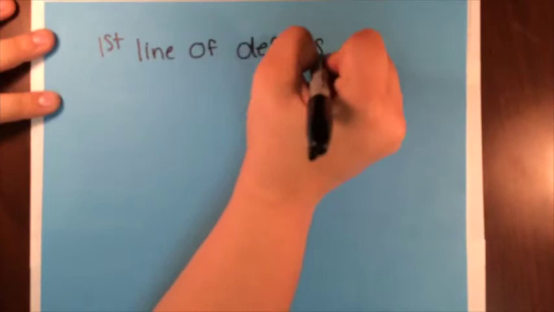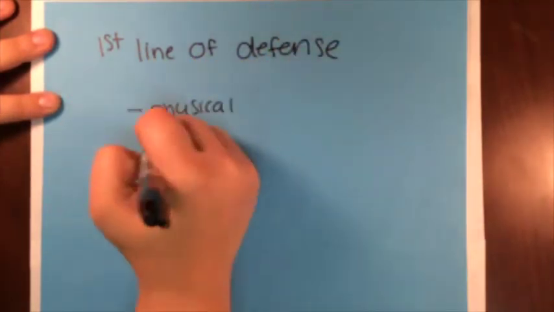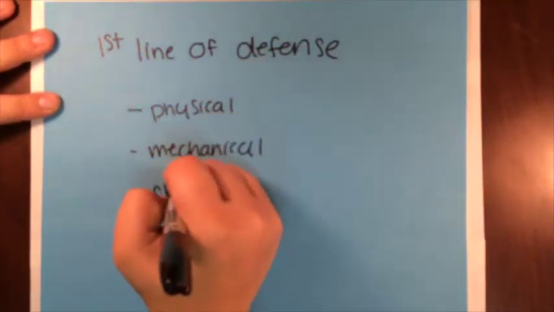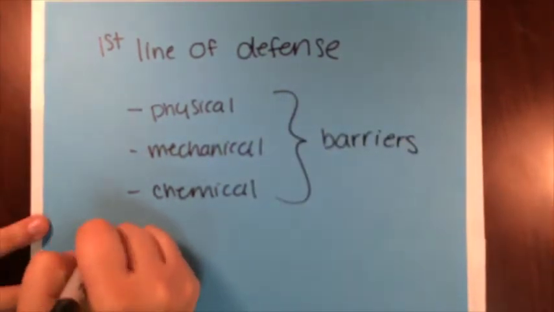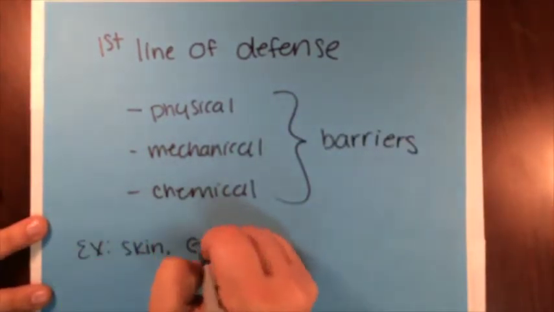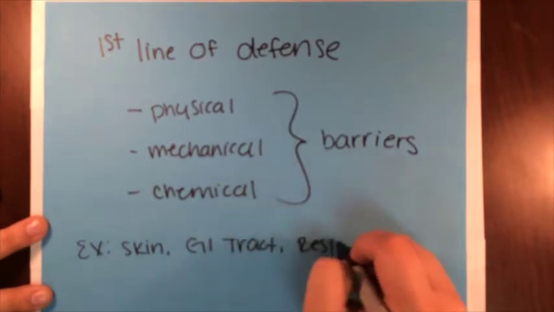The first line of defense is made up of 3 kinds of barriers: physical, mechanical, and chemical. We will explain these barriers as they pertain to the skin, GI tract, respiratory tract, and the eyes.